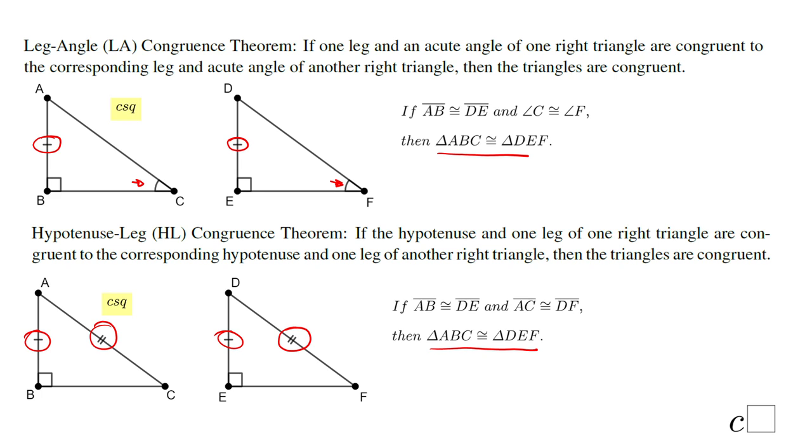And this one is a very interesting one. There is no such thing as side-side-angle, but using the Pythagorean theorem we can translate this one to a side-side-side congruence postulate. But again, since these are right triangles, this is what we call hypotenuse-leg.